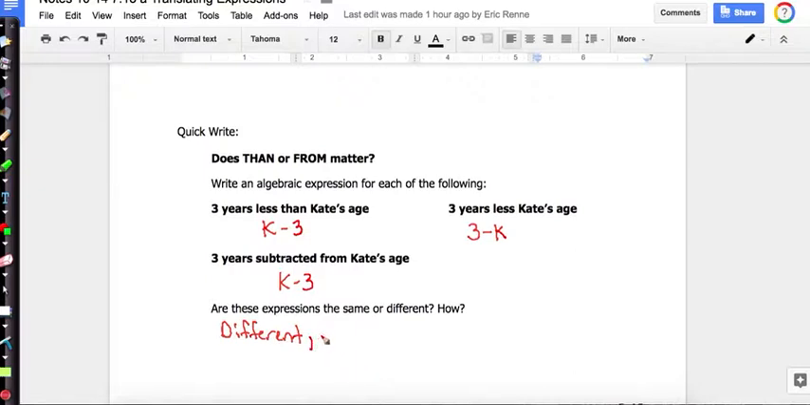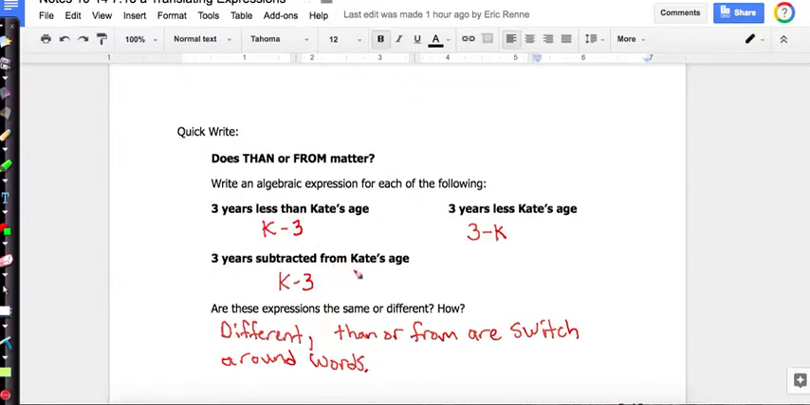So here's why they're different. Because there's some words that mean change the order. So we learned that than or from words, let's say than or from are switch around words. So most of the time we write it in the order it appears, like this one. 3 years less Kate's age, 3 minus k, it's in the same order. But here, we use switch around words, than and from, so the order was different. Okay, turn the page.